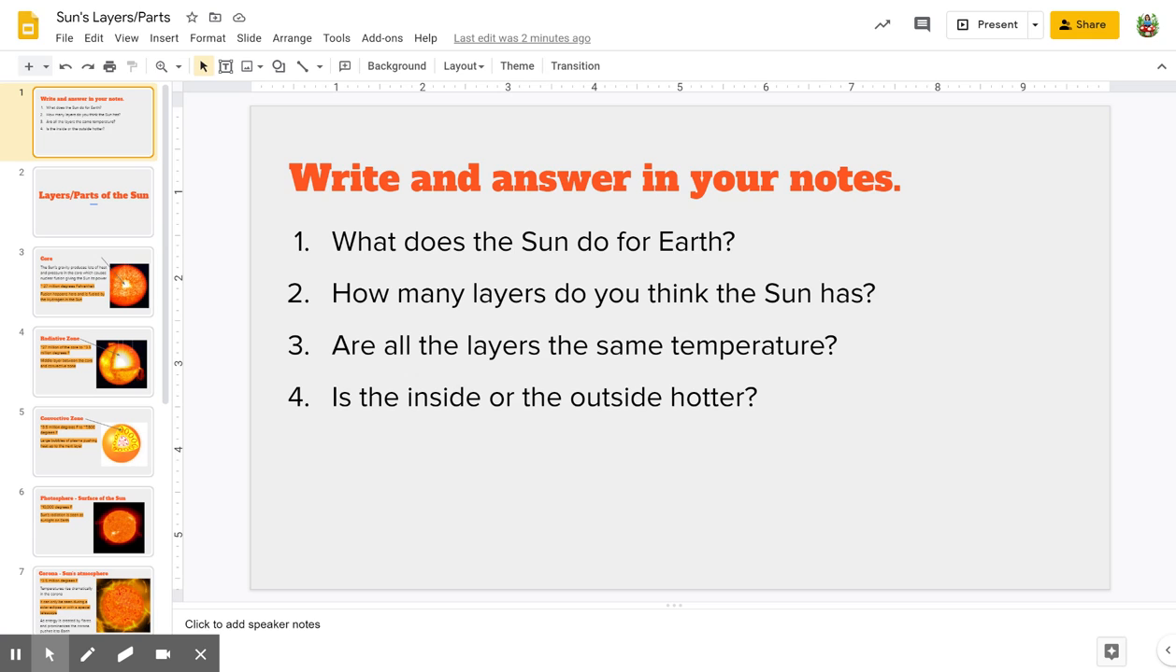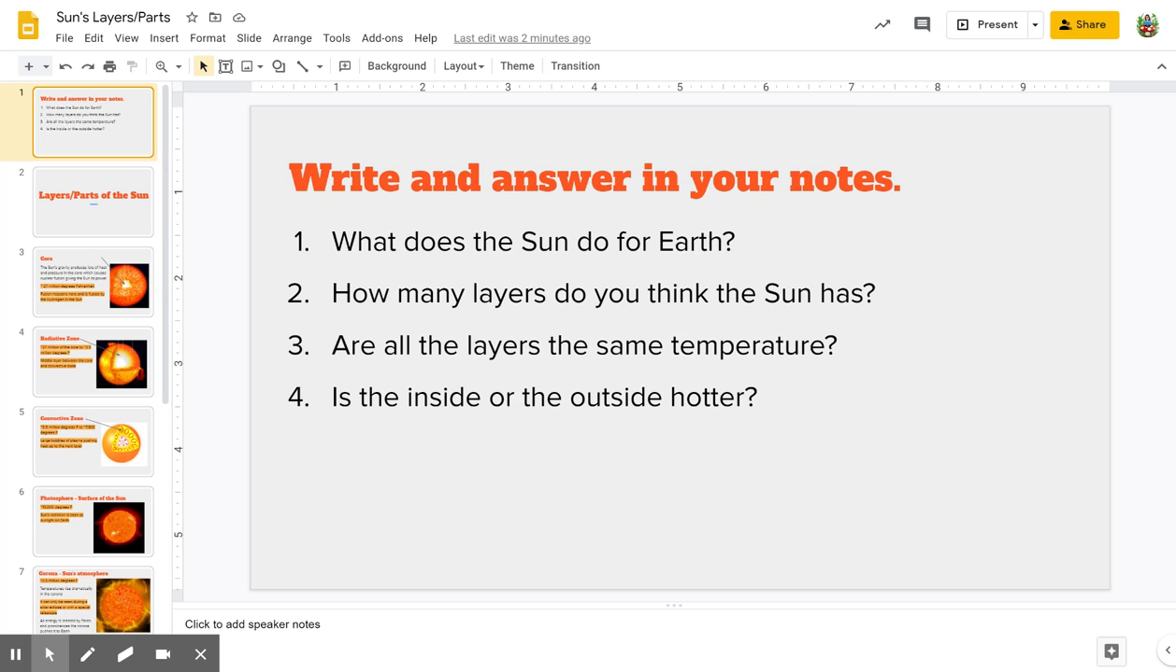All right, now that you've done your bell ringer, we're going to talk about some of this stuff really quickly. So the sun does a lot of things for Earth. It keeps us warm. It keeps our atmosphere warm so that we don't get super, super cold in winter, and we don't get super, super cold at night. So we're able to stay warm.